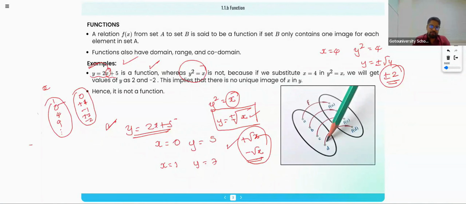If I do the mapping, you see for 1 we'll have two images. For 4 we'll have again two images. This is not a function. That's what is being explained in this example. Okay. So hence the second one is not a function and the first one is a function. Hope this is clear to you, right?